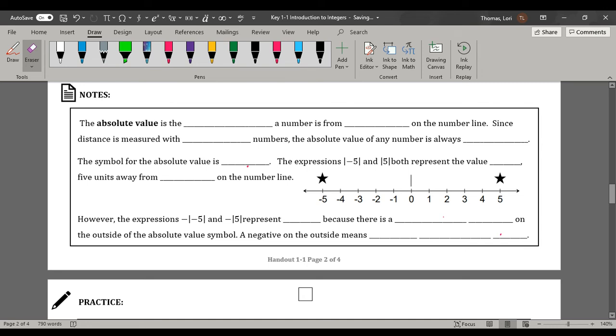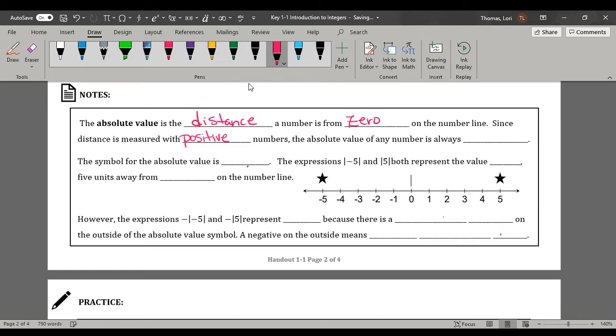Okay, now let's talk about the absolute value. The absolute value is the distance that a number is from 0 on the number line. So since we're talking about distances, we always measure with positive numbers. If you are measuring something, you never use negative numbers. The absolute value of any number is always positive because it is the distance a value is from 0.